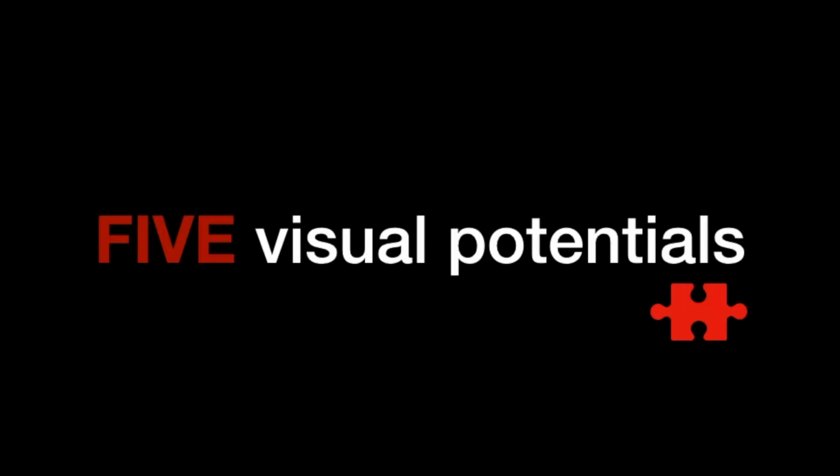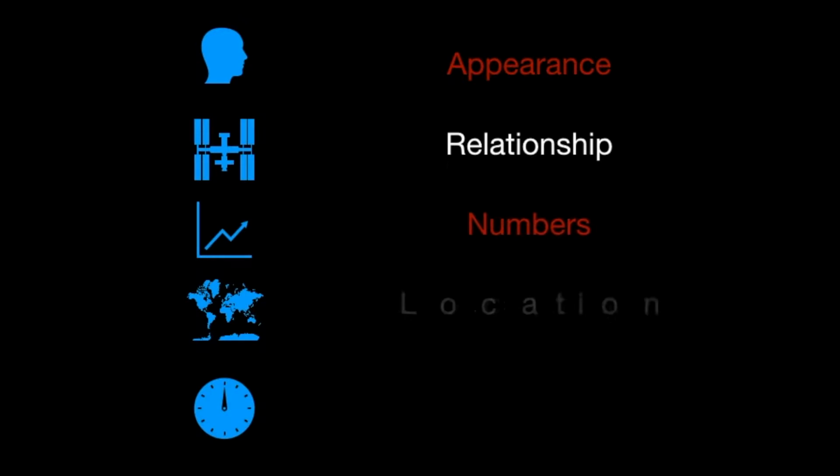First of all, it is necessary to introduce 5 visual potentials, which bring us the opportunities to create infographics and communicate information successfully. Here are the 5 of them. The first one is appearance, relationship, numbers, location, and time.